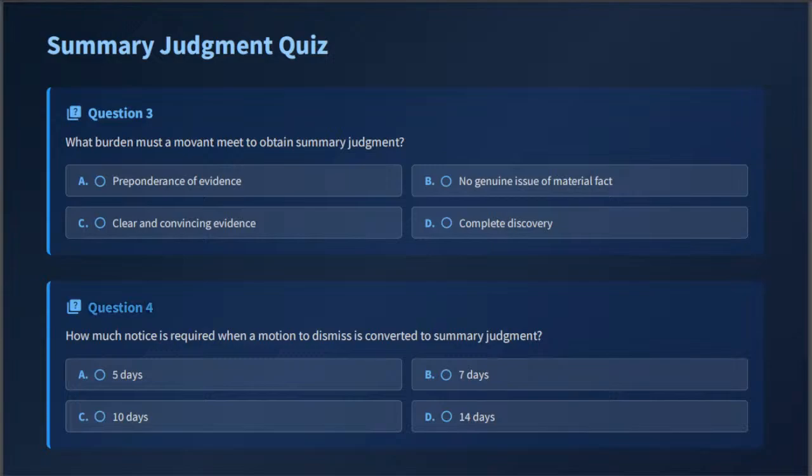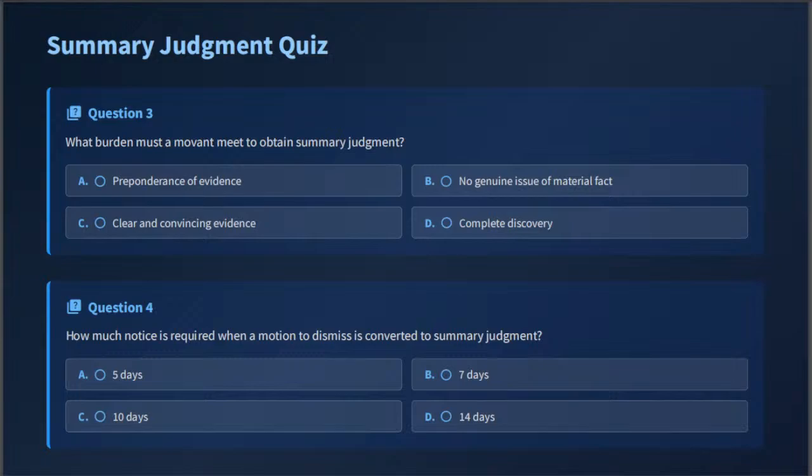Okay, so question 4 now. How much notice is required? Okay, this is a good one, especially for Bill Thomas. I hope you were paying close attention. How much notice is required when a motion to dismiss is converted to a summary judgment? This is a tricky question here. A is 5 days, B 7 days, C is 10 days, and D is 14 days.